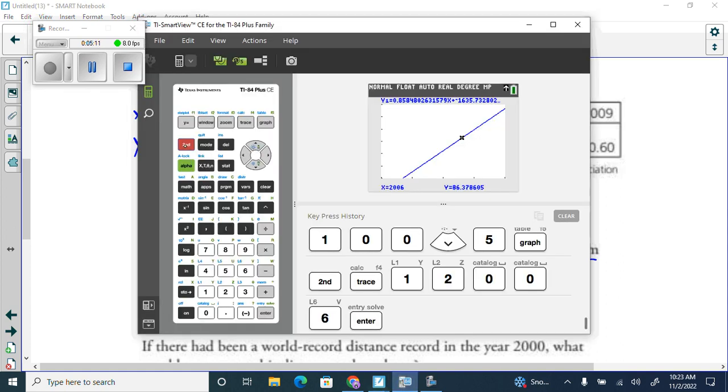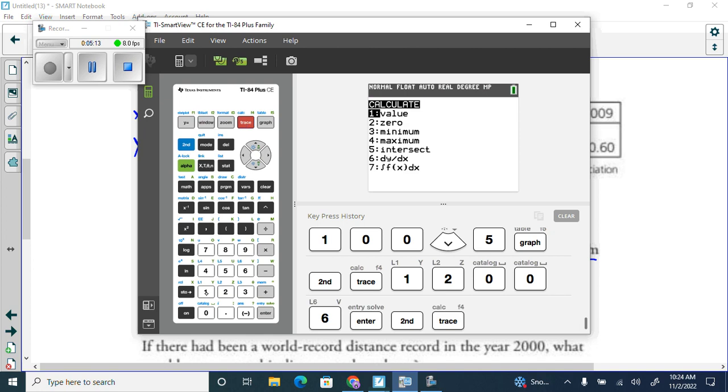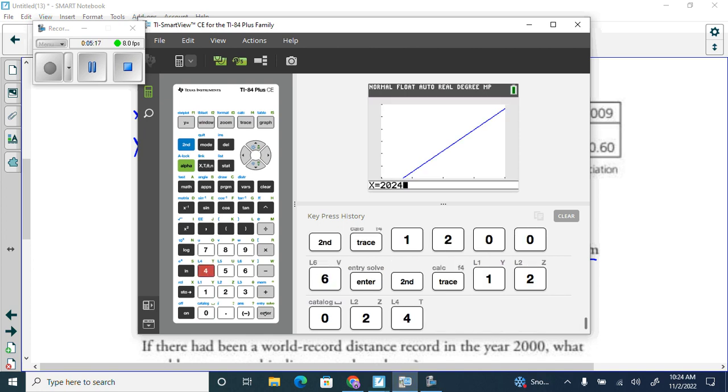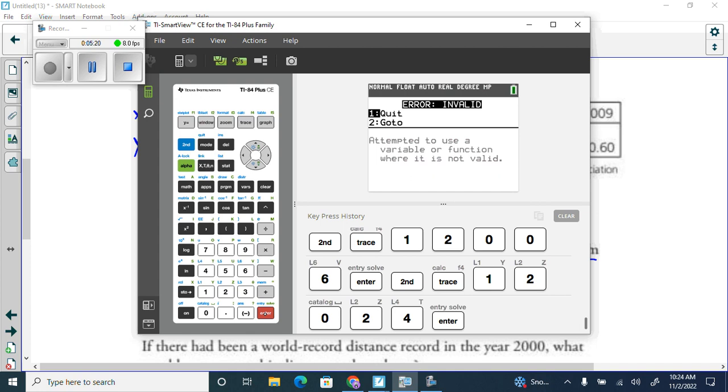I'm going to go second, trace, value, because I know X, and I enter 2024. Why is there an error? I don't know. Right, your graph can only calculate what it can see. And what did I make my X max? Oh, 2020. Not so bad. I specifically picked 2024 so the error screen would come up. Genius, I know. Not my first rodeo with this lesson.